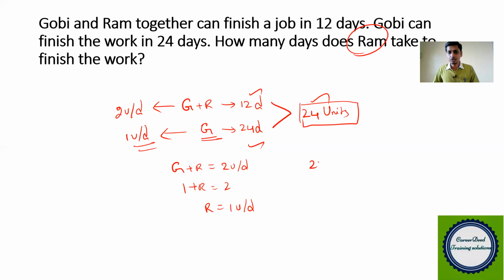So he can complete this total 24 units in how many days? 24 by 1 unit per day. 24 days, this becomes your answer. So this problem is so simple, right? Okay, now moving to next problem.